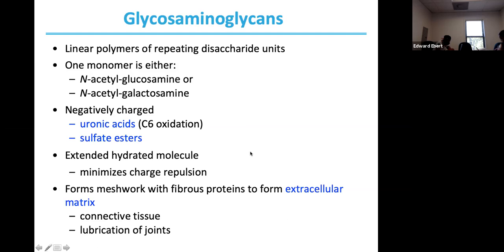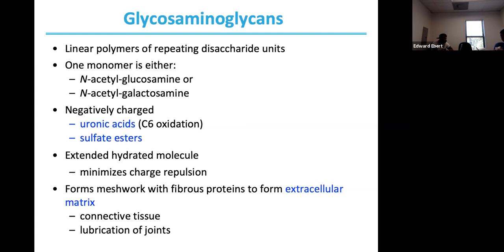They can be very hydrated to help minimize charge repulsion in there. If all those negative charges are together, they're going to push each other apart. So we put a lot of water in there to hydrogen bond with that. So again, keep in mind, hydrogen bonds answer to everything.